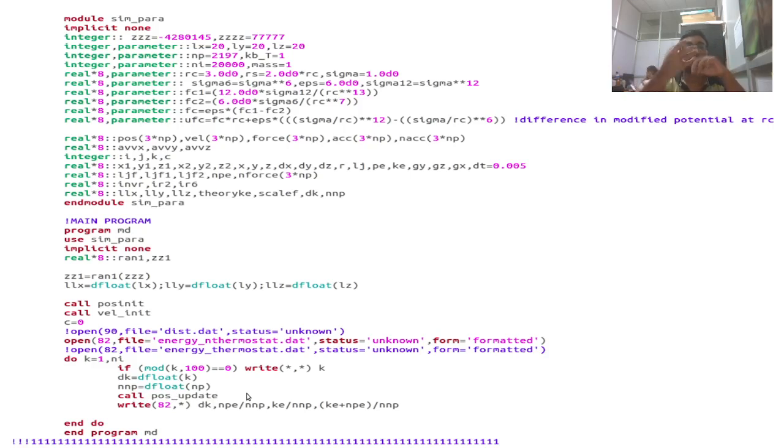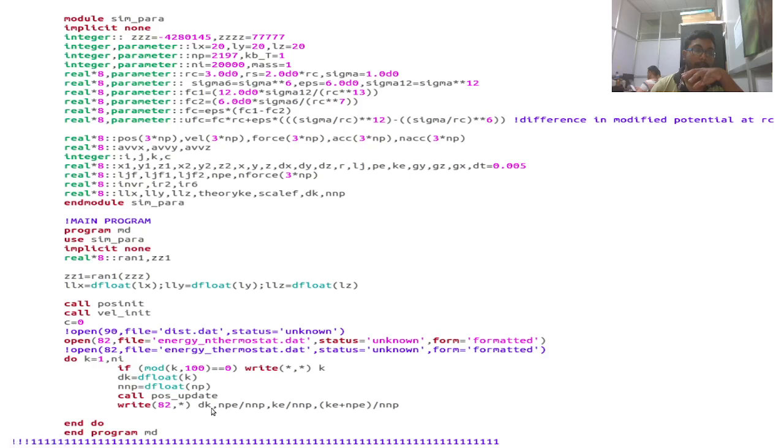So in this subroutine, what we are going to do is update the position of those particles as the simulation is running, starting from the initial positions given in the subroutine called position init. Okay, so after that we have to write all the variables like dk, that means the float.